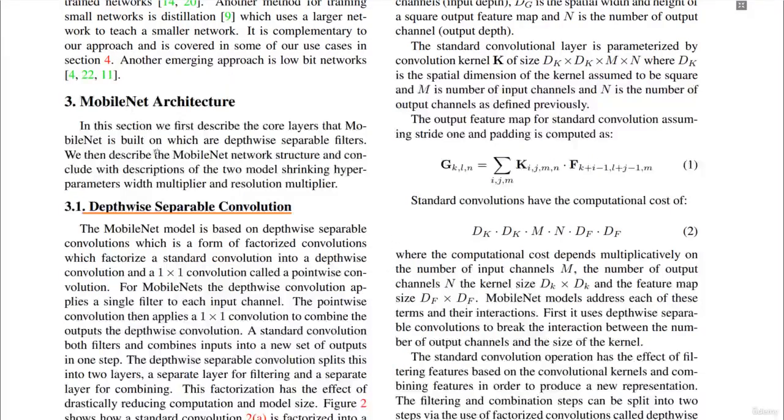In this section, we first describe the core layers that MobileNet is built on, which are depth-wise separable filters. We then describe the MobileNet network structure and conclude with descriptions of the two model shrinking hyperparameters, the width multiplier and the resolution multiplier. So we start with the depth-wise separable convolution.